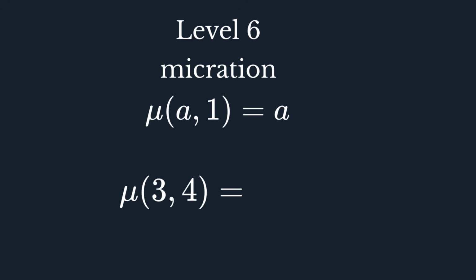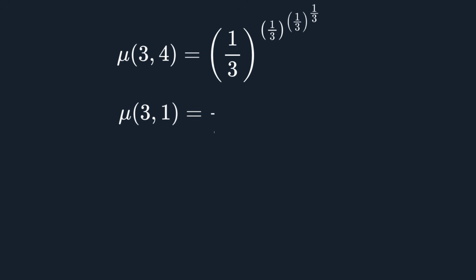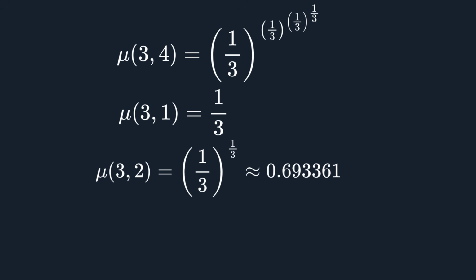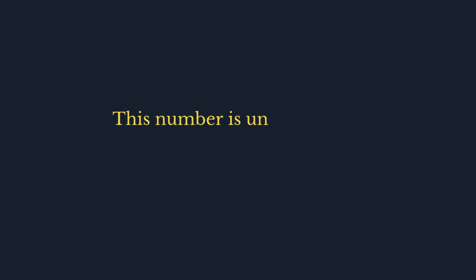Micrating 3 down 4 levels means take 1/3, raise it to the power of 1/3, then raise that result to the power of 1/3 again, and again. Each layer doesn't just shrink the number, it shrinks the rate at which it shrinks. 4 layers down, you land on a number so close to 0 that writing out its decimal form would take more digits than most calculators can display. This number is unimaginably minuscule.